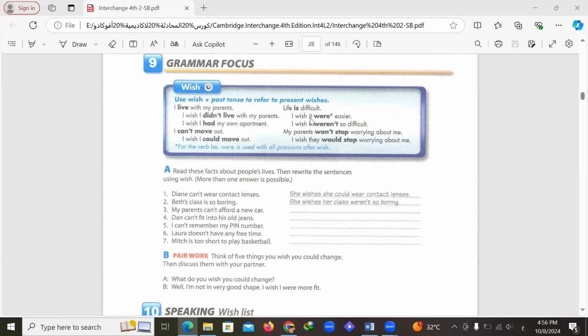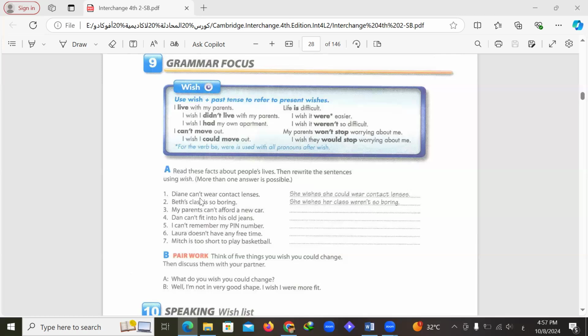Only in this case, it's about wish. Wish refers to impossible or difficult things. The only case where I use were with all subject pronouns is after wish. I wish it were easier. I wish it weren't so difficult. My parents won't stop worrying about me. I wish they would stop worrying about me. If you notice here, after wish, I change the tenses into past tense, and for the verb be, were is used with all pronouns after wish.